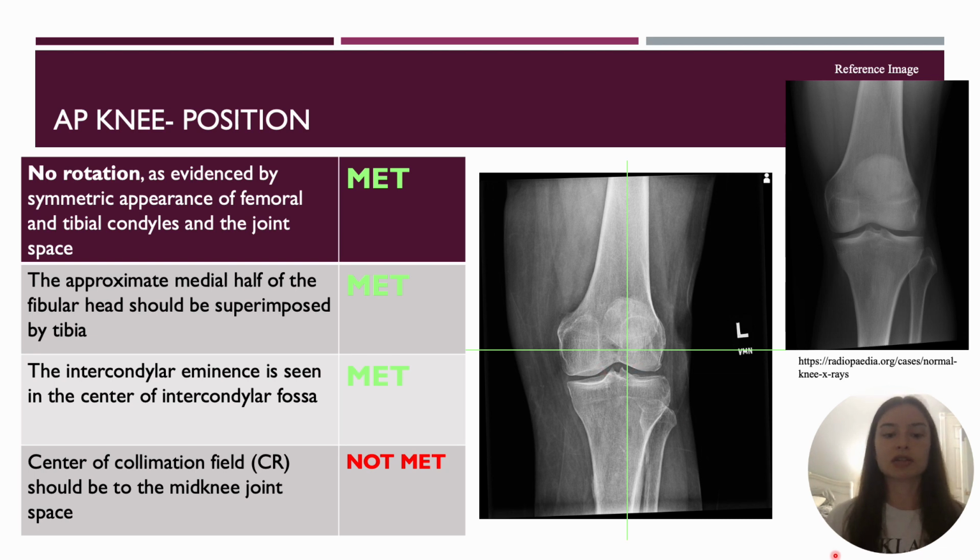And then next we have center of collimation field should be to the mid-knee joint space. So I did say not met for this one. It appears that this image is centered a little bit too high and a little bit too much to the left here.